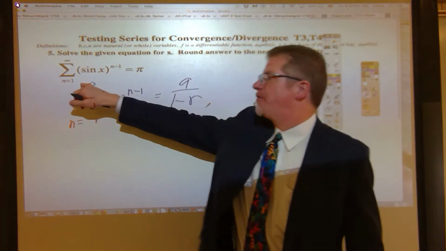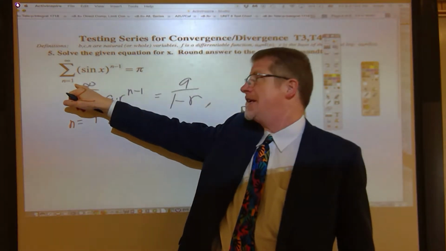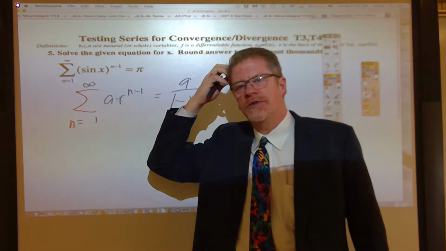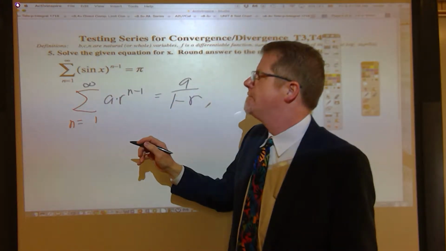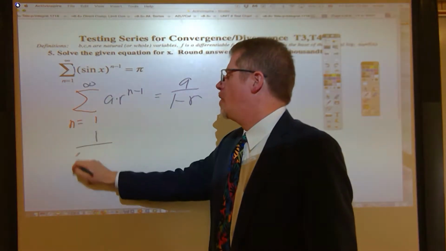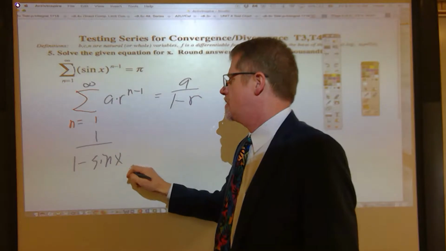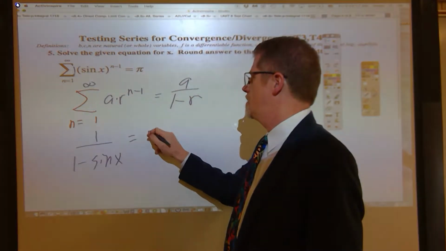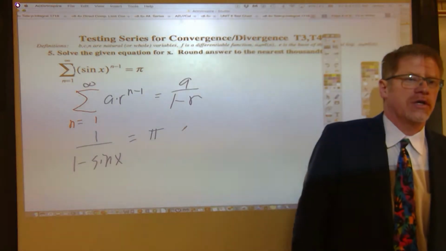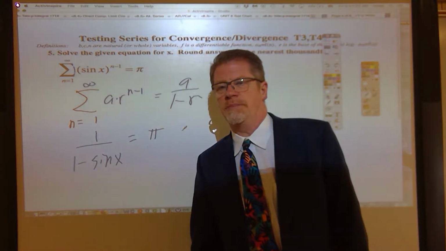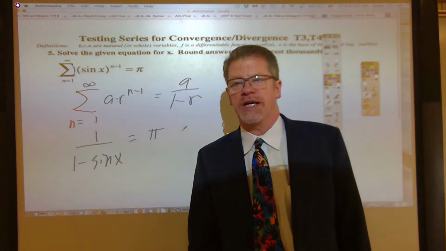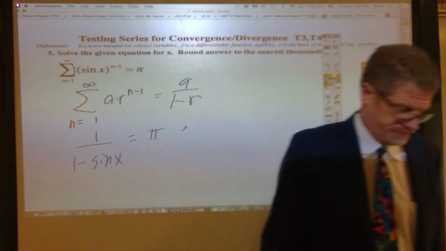Well, to find out, put the first value of the index of summation in there. When n equals 1, what is the value of the term? Class? 1. You can see it's an invisible 1 out front, so it's a over 1 minus r equals pi. Go ahead and solve this equation for x using a MUC diagram. MUC, M-U-C, mini unit circle diagram. You may begin.